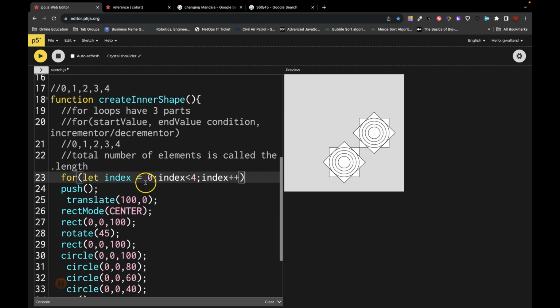This would start at 0, so we'd go 0, run through the entire loop. Then this would increase by 1, become 1, run through the entire loop, check, is this condition true or false? If it continues to be true, we would continue to run through the loop. Okay, that's how a loop works. So eventually we would get to the case where index has increased enough to be 4. 4 is not less than 4, it'd kick us out.